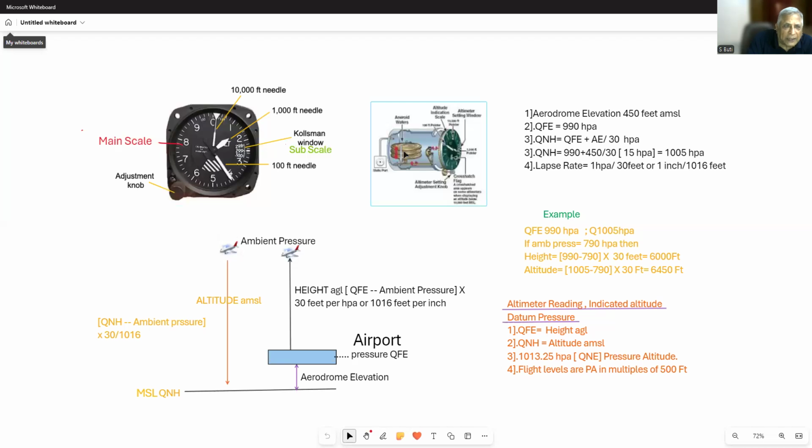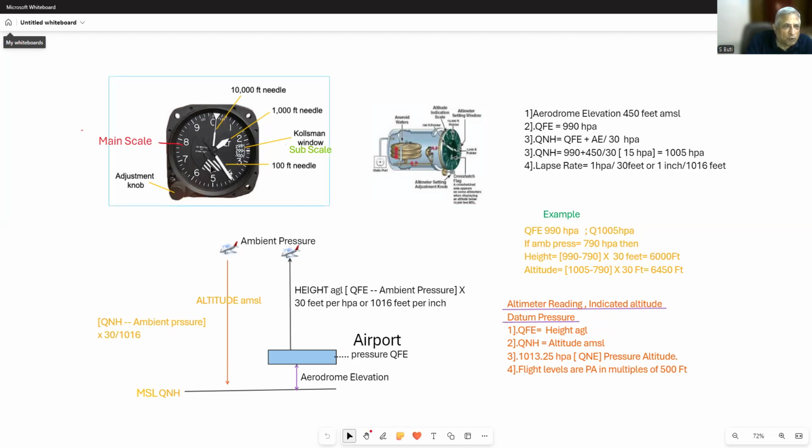The pressure in the capsule is set by the pilot by this adjustment knob and is shown to him on this window called subscale or Kollsman window. This pressure may be in inches of mercury or hectopascals, earlier known as millibars. The reading of the altimeter is called main scale reading.